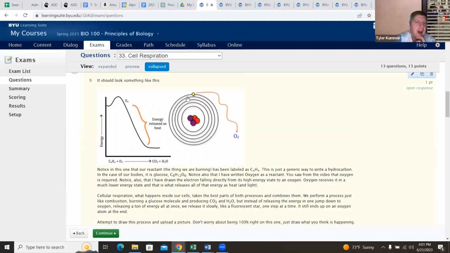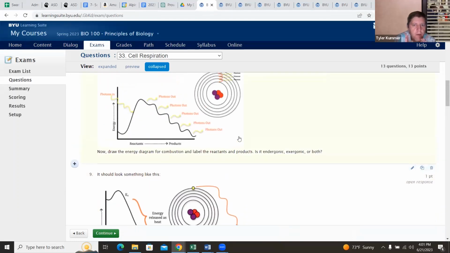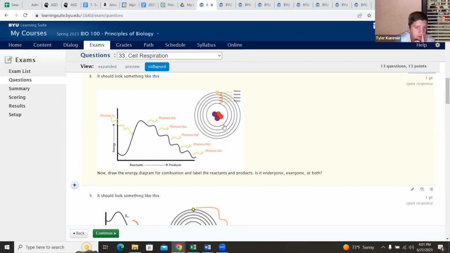So if we're imagining high energy electrons in the paper, that's going all the way down to a low energy state on the oxygen. And that change in the energy state results in heat being released all at once. If we contrast that to the fluorescent stars that we looked at in our chemistry lesson, the fluorescent star lets the energy out a little bit at a time, stepping down more like this as it moves down the energy levels.